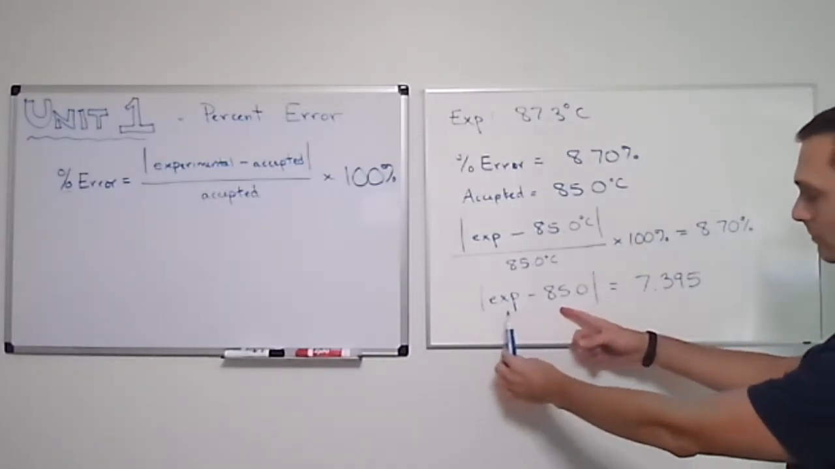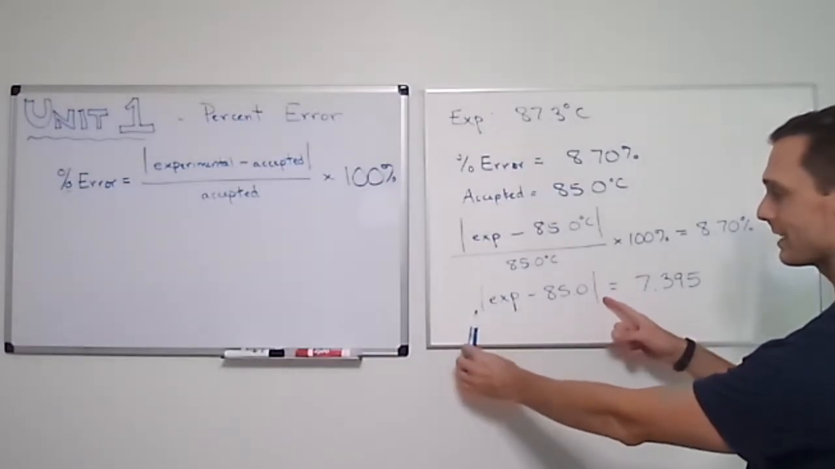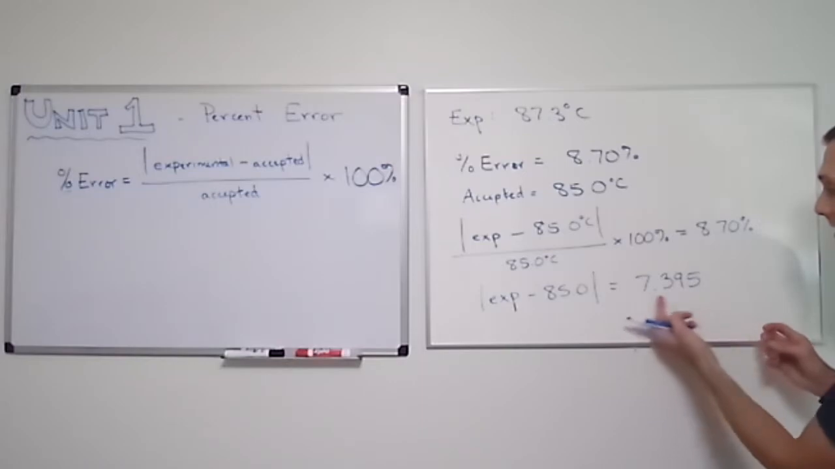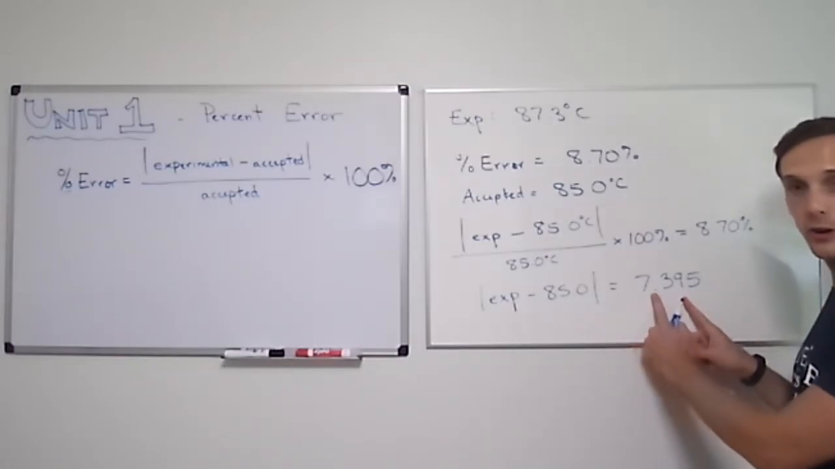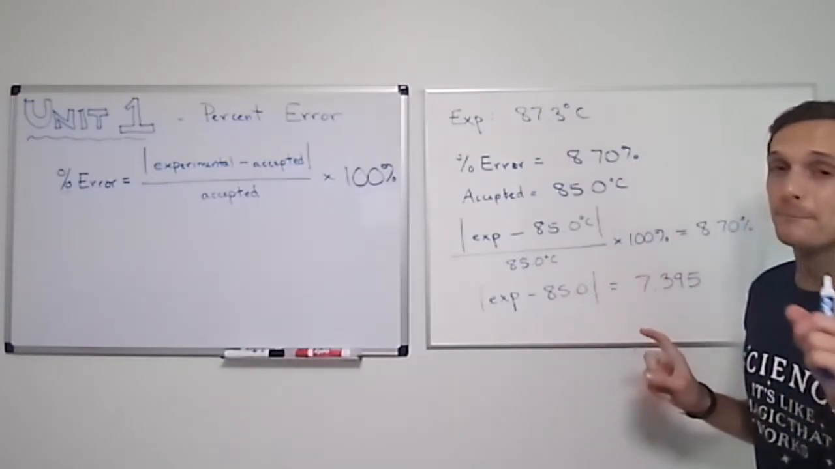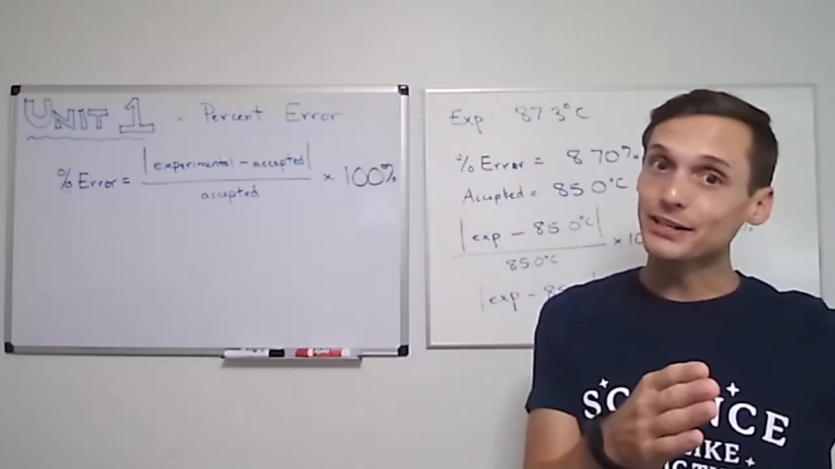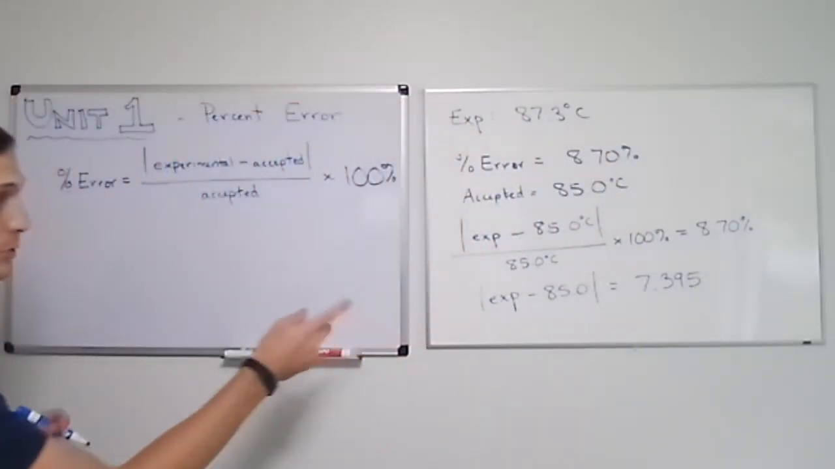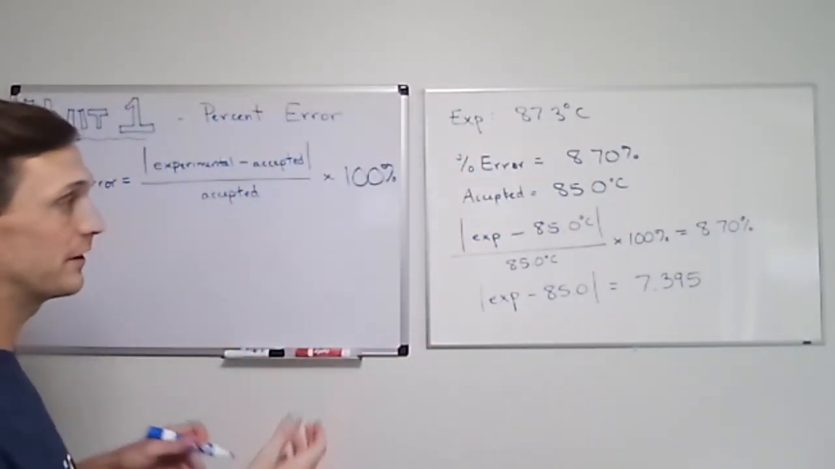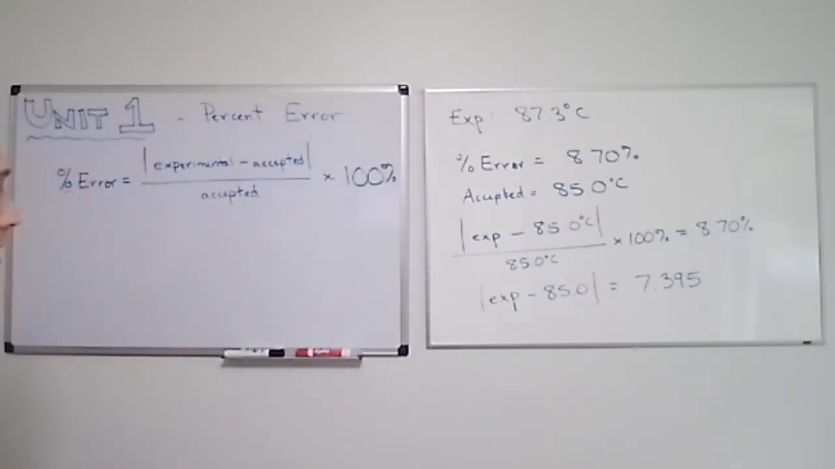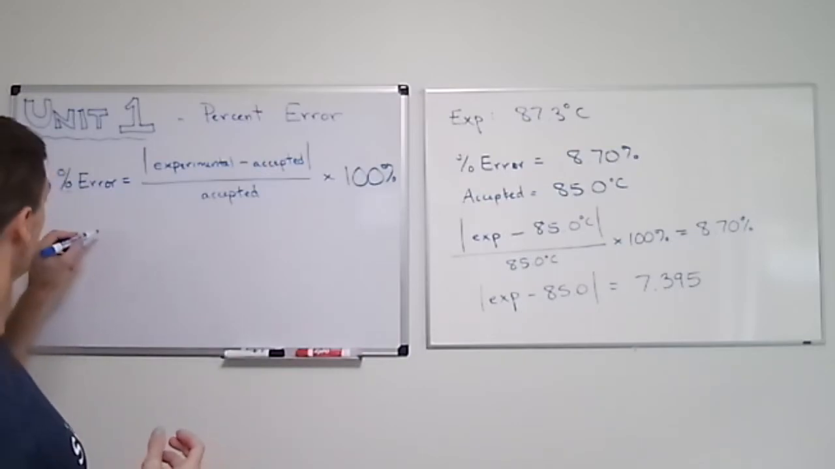Now it's a little tricky, because this experimental value, because it's in absolute values, is saying that this is how far away your measurement is from 85, but it could be higher than 85 or lower than 85. So we're going to have to do 2 quick calculations to figure out the possible experimental measurements based on this equation because it's in absolute values.